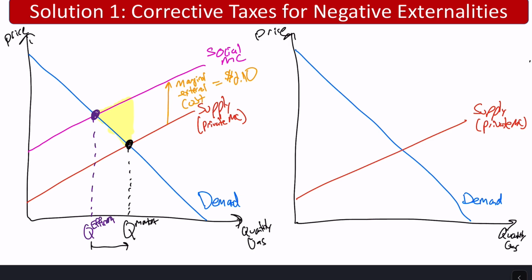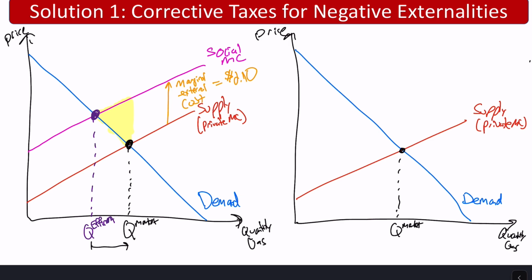Remember, way back when we did the tax module, if we placed a tax on the sellers, we'd shift up the supply curve. We get a supply plus tax curve, and that's going to start reducing the quantity. You tax something, you make it more expensive, quantity goes down. That's what we want to do here. We want to keep on taxing gasoline until this quantity market gets down to equal that quantity efficient. Over here, I have the same quantity market, where supply crosses demand.